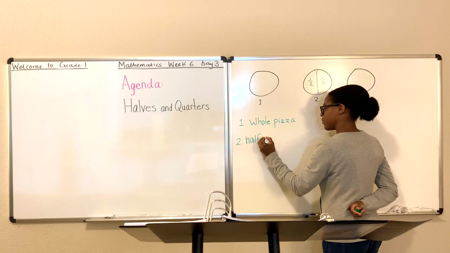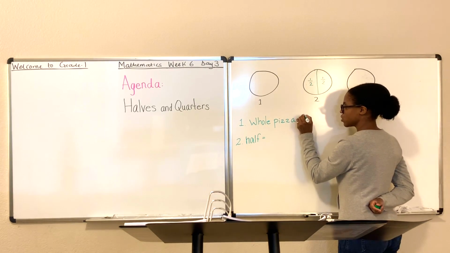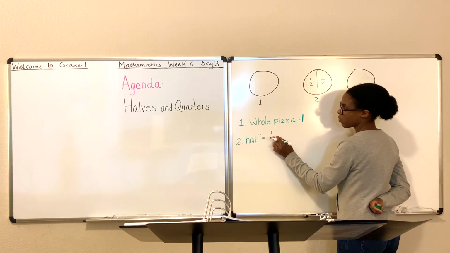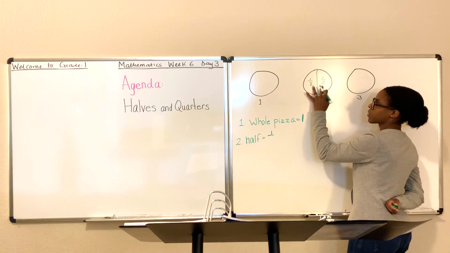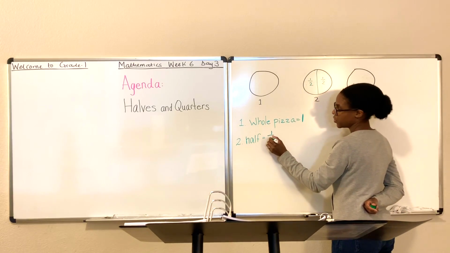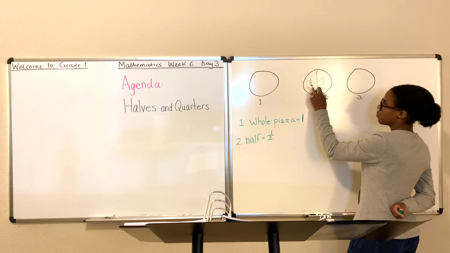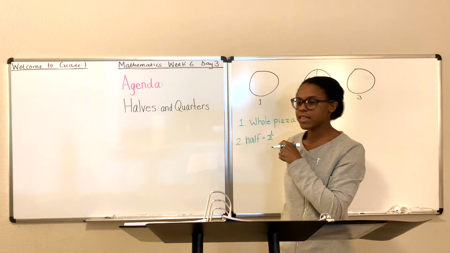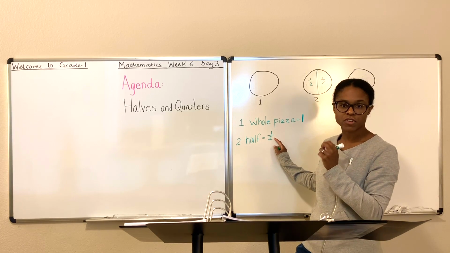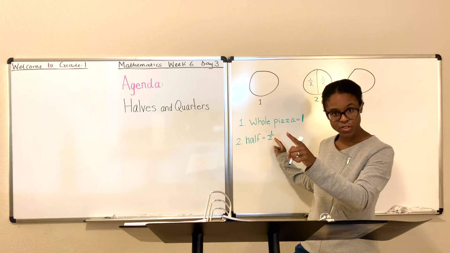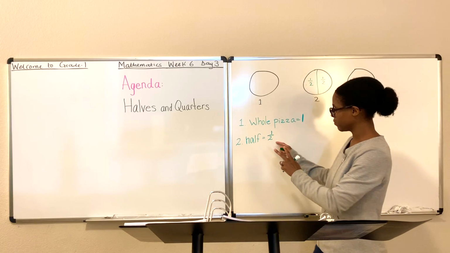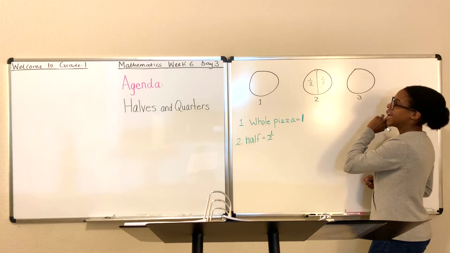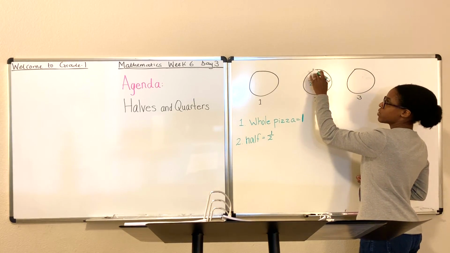Whole is just 1. Nothing missing, nothing taken. But half takes the 1 and puts it over 2, because now we have 2 parts to work with. You get 1, I get 1. 1 for you, 1 for me. We need this 2 here because we have to show that there are 2 parts to it. So 2, half. 1 for someone, 1 for the other. And each of these represent 1.